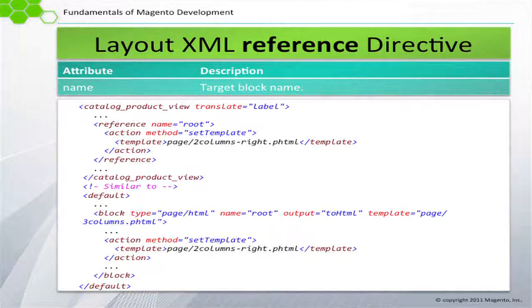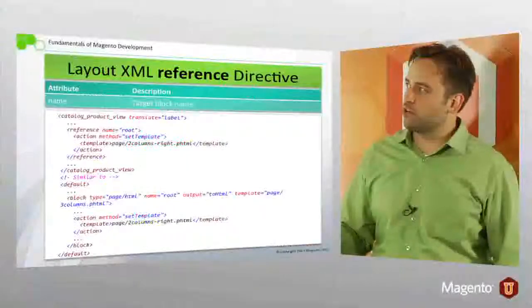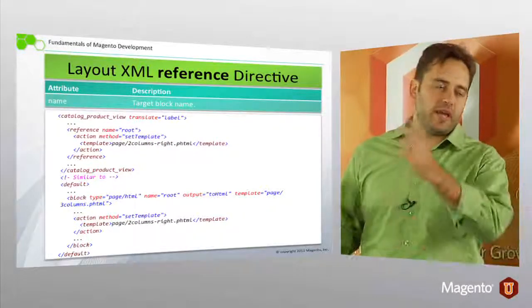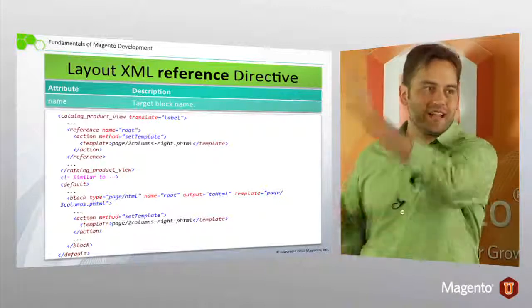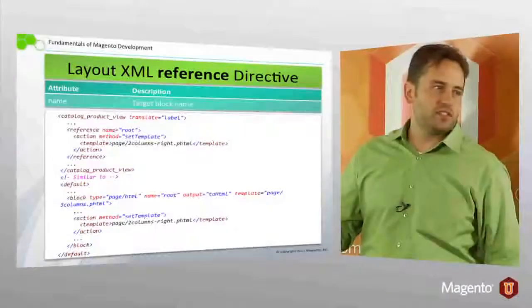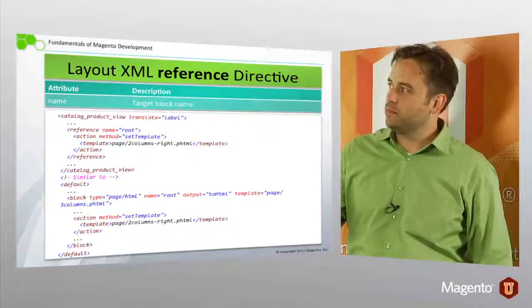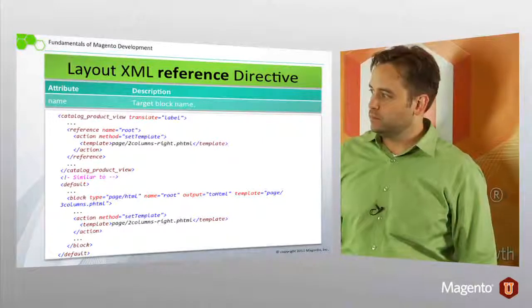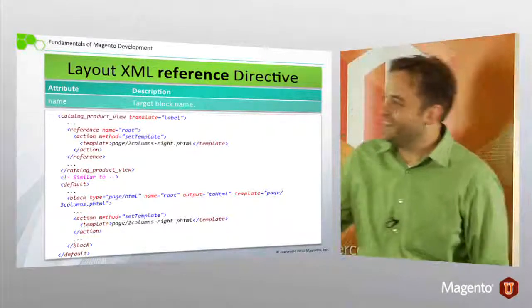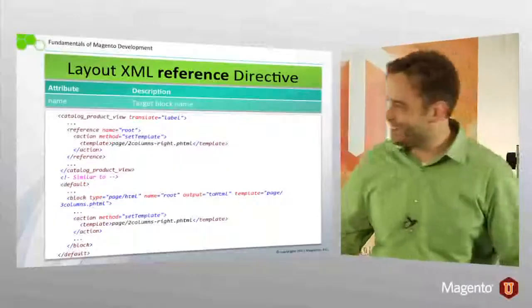All right, the reference directive, we used that a little bit earlier. Reference name equals root. Basically we would have the exact same effect as if we had taken this instruction right here and gone and opened up page.xml, where the root block is actually declared, and added this in there. That's all that reference does. That's what the slide says too. The slide agrees with me.